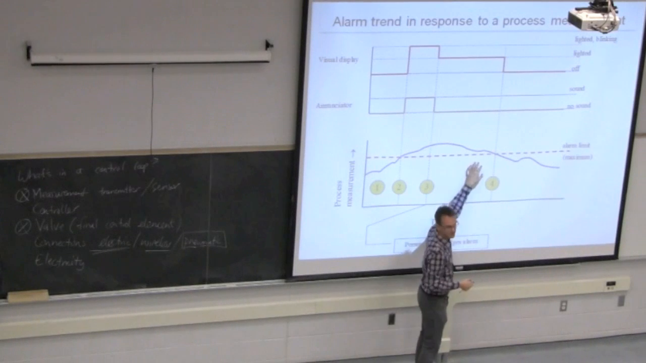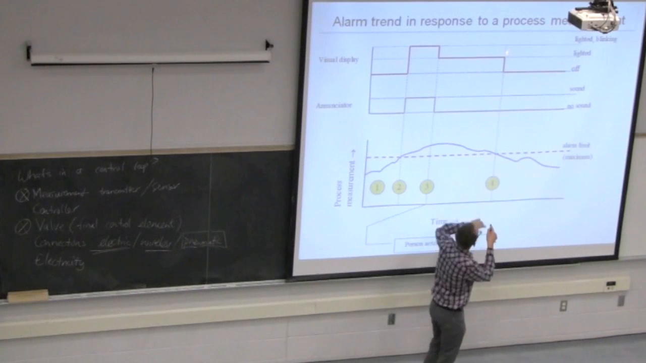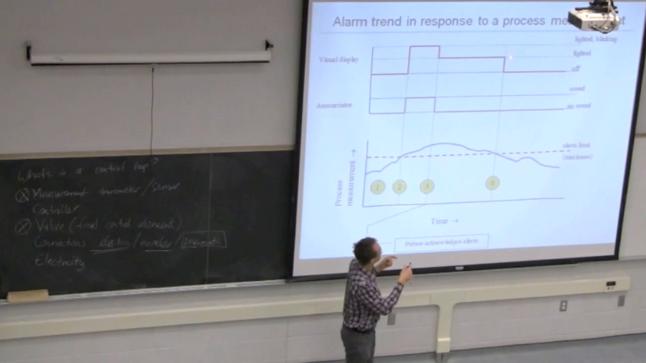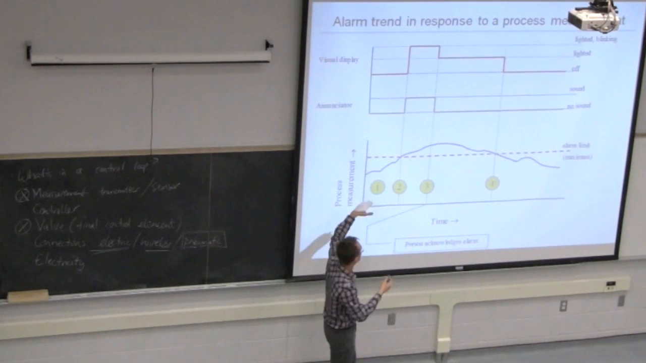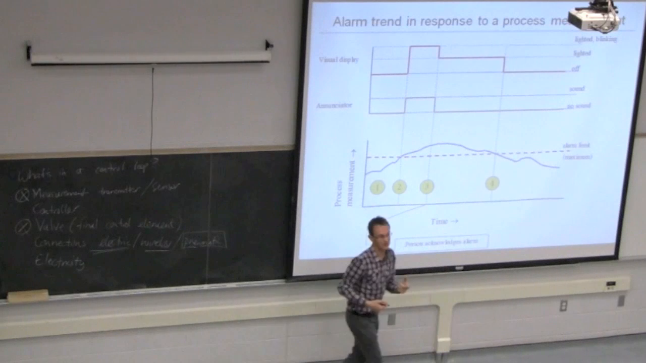The operator can take some manual action. They bring this variable back below the limit. That light will automatically turn off. There's no further automatic action. So notice here the control system, or the alarm system, takes no action. This action to bring this down was action implemented by the operator.